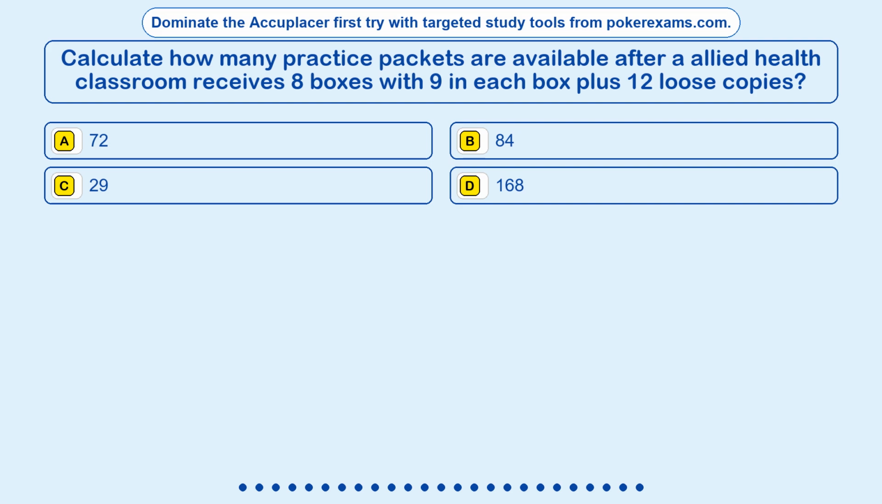Question 1. Calculate how many practice packets are available after an allied health classroom receives 8 boxes with 9 in each box plus 12 loose copies. Option A, 72. Option B, 84. Option C, 29. Option D, 168.